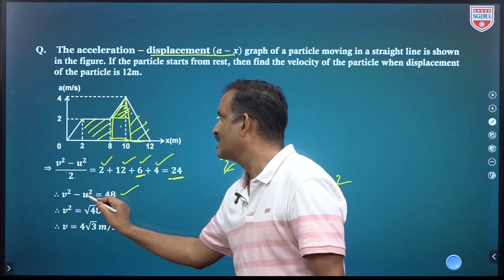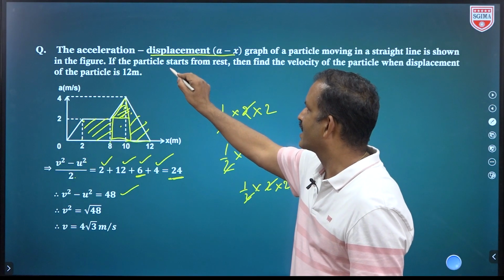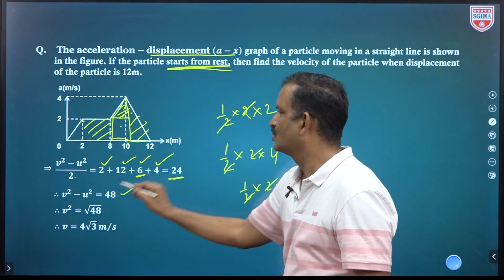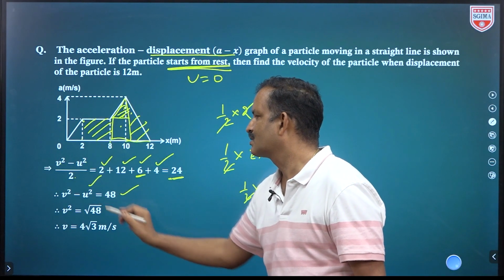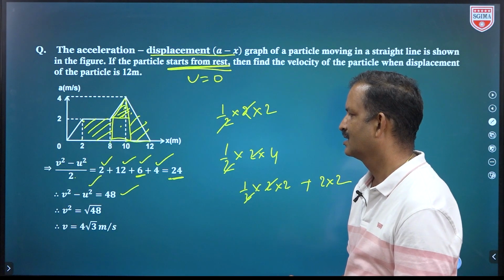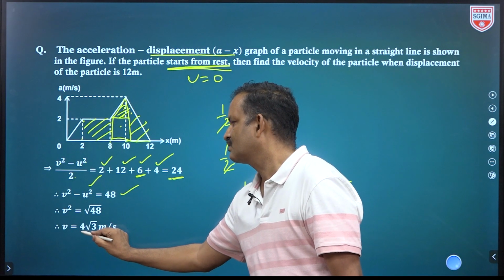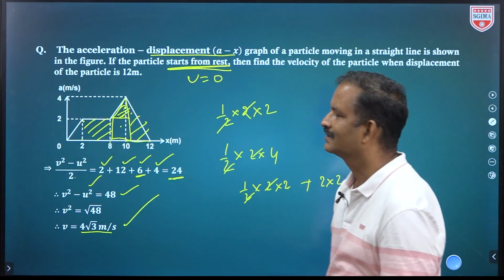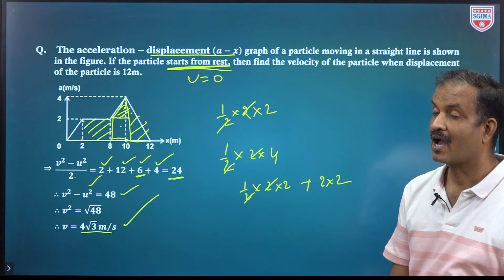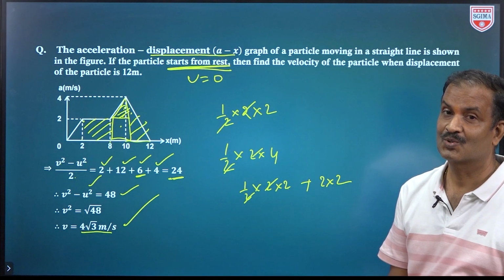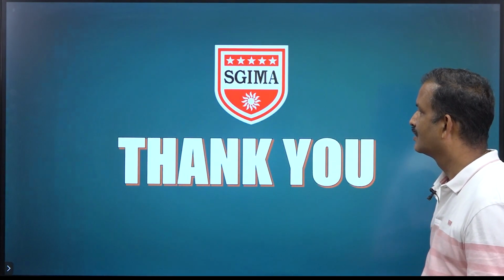V square is... initially it starts from rest, so u value is 0. V square is equal to 48, V is equal to root of 48. Root of 48 means 4 root 3 meters per second. In this way, the acceleration-displacement graph area gives v square minus u square by 2. Thank you.